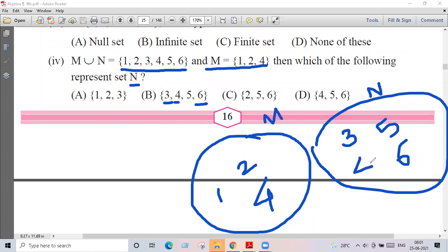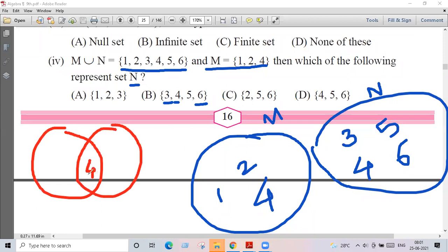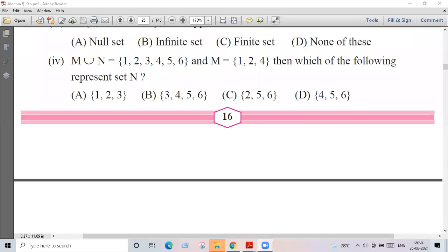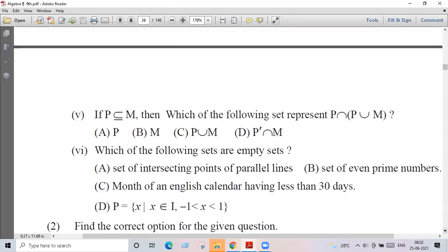So let's take 4. So your actual Venn diagram will look like this. The actual Venn diagram will be like this: 4 common, 1 2 is your set A and 3 5 6 is your set B. Get it? So this is the way you can say, and Option number B is your answer. There are such nice questions. If you use your brain a little, easy questions get done.